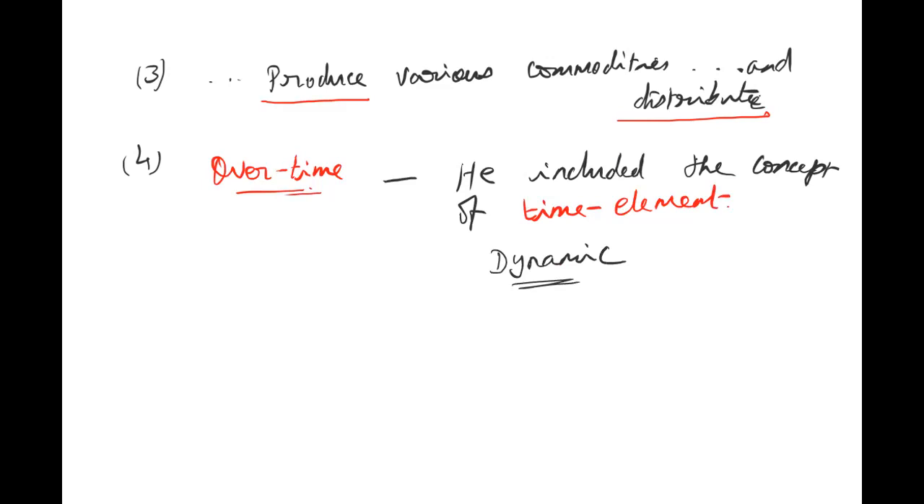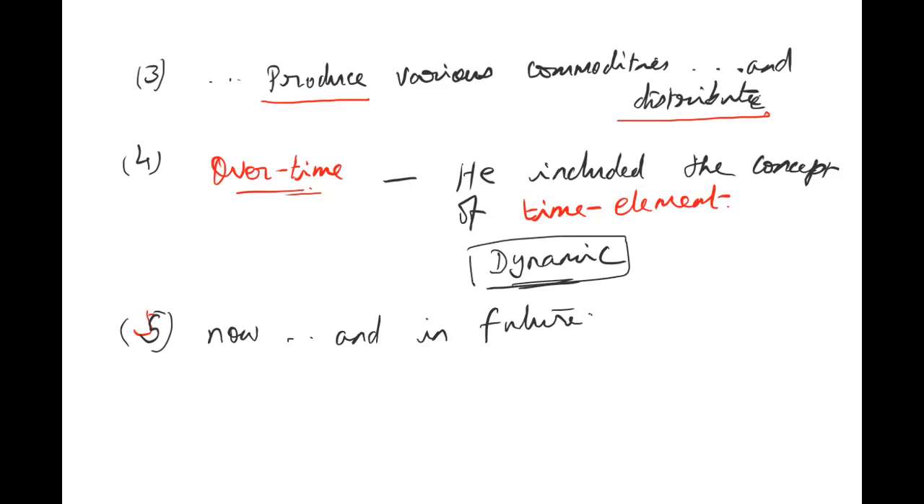And then not only over time, he also included the words now and in future. So what does this imply? The production of the commodities is not going to happen overnight. The production of commodities is going to take a certain period of time. So the production and consumption of commodities is not only for current consumers, but also for the future consumers. Okay, so the production, consumption and distribution is all going to be included both for the present times as well as for the future. Okay, so he included the time element concept in the definition. So now and in the future. That's why his definition is considered to be dynamic.